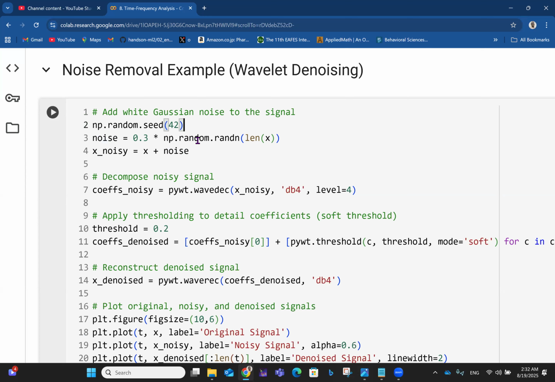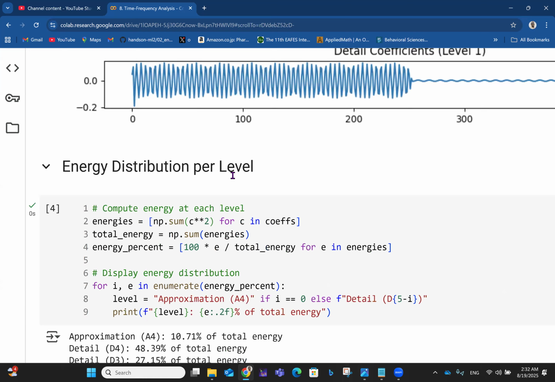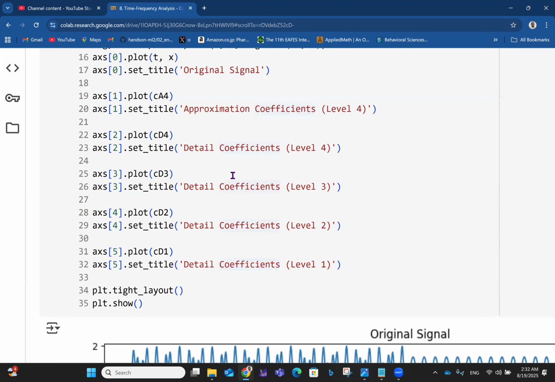So you have 0.3 times random length X, right? So that's the noise. So this is the noise now that we're adding. So X noise, now you have the actual signal X plus the noise. That's the X we have defined before we got here, before now. So you decompose noisy signal. So you have coefficients noisy, wavedec. I think there's need to show this X again. So it's the last X we ever declared. That's what we've been using all the way.